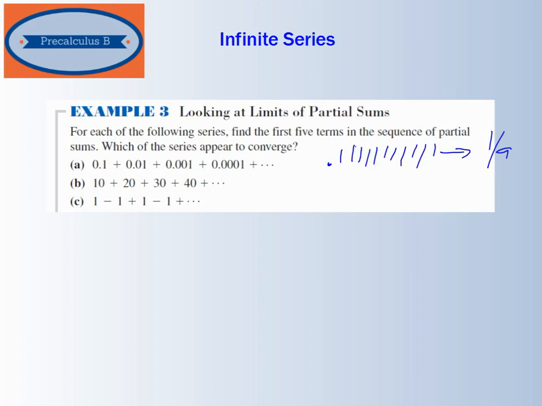The second one is just getting bigger and bigger and bigger. This approaches infinity. It does not converge. It diverges. The third one, 1 minus 1 plus 1 minus 1 plus 1 minus 1, and so on, bounces back and forth between 0 and 1.